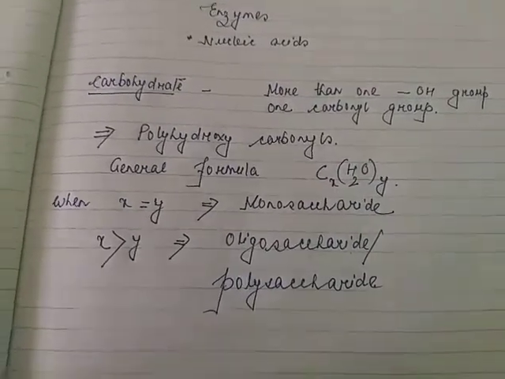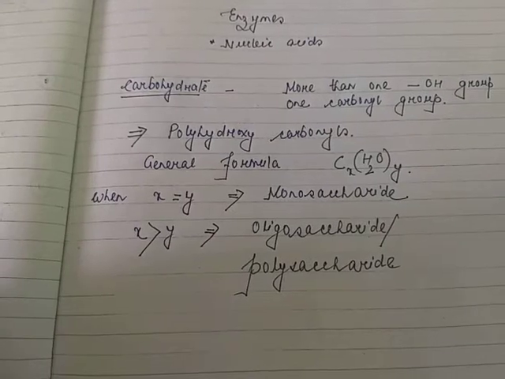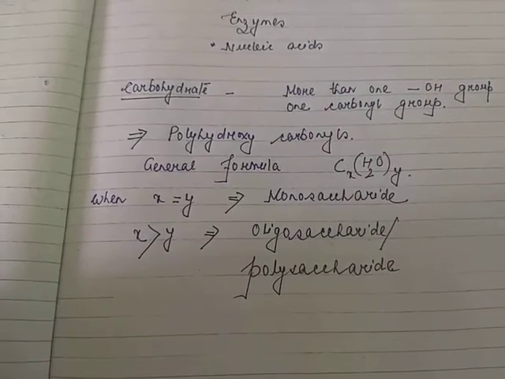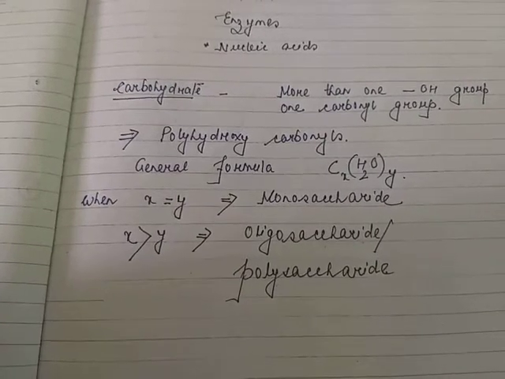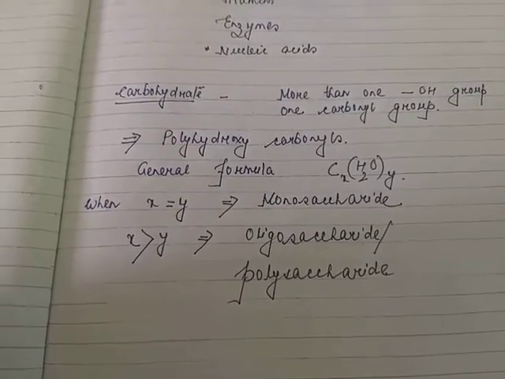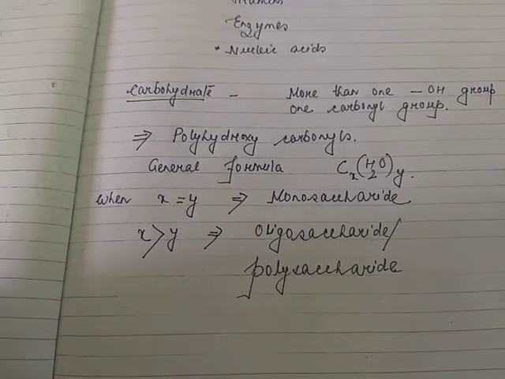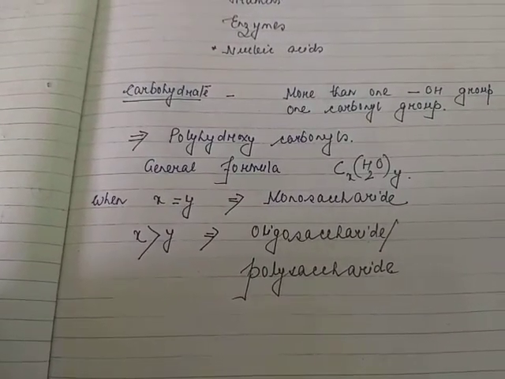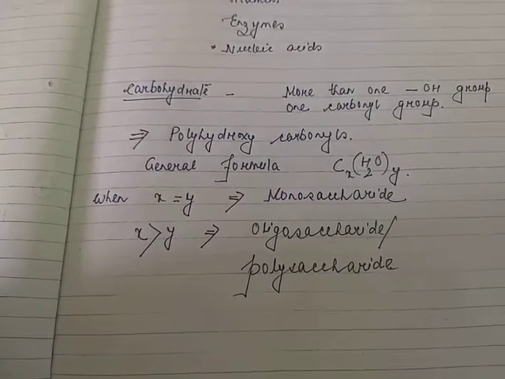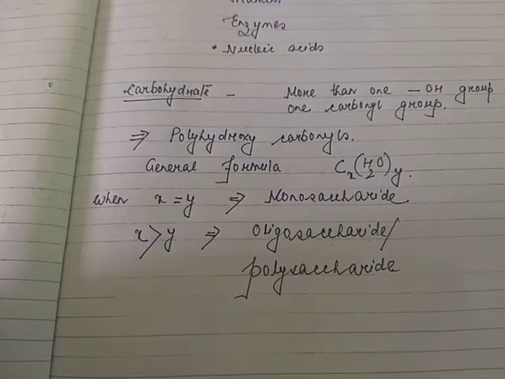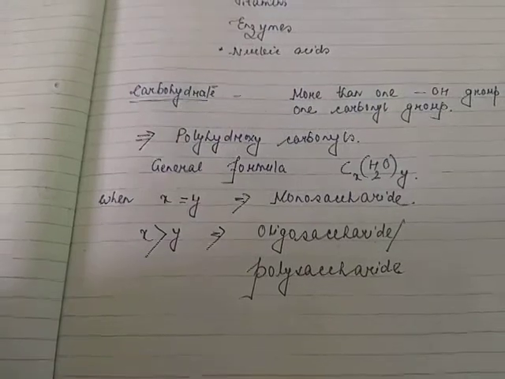These are the polyhydroxycarbonyl compounds. Now, what do we mean by polyhydroxycarbonyl compounds? These are having more than one OH group or hydroxyl group and one carbonyl group. As you know, the carbonyl group could be aldehyde or could be ketone. So it is having more than one OH group as well as one aldehyde group or one ketone group.